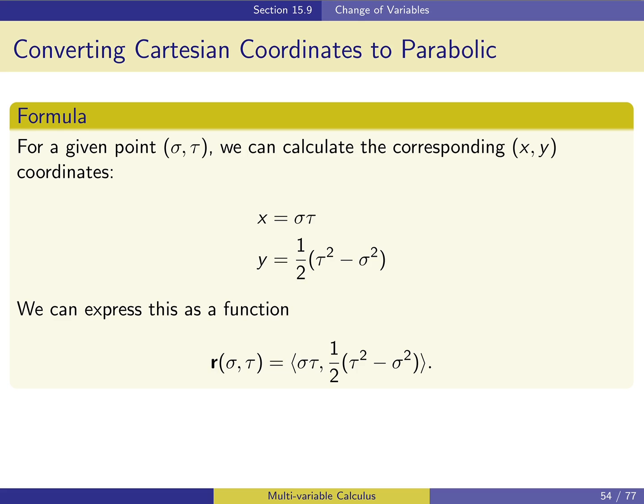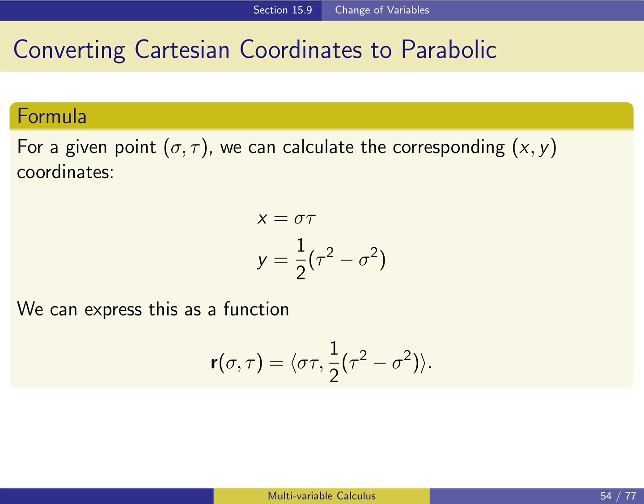And here are those formulas. The x-coordinate of the point (sigma, tau) is just sigma times tau. The y-coordinate of the point (sigma, tau) is 1/2 (tau squared minus sigma squared). We can actually express this if we want as a function. I've used the letter r here, and so r takes the point (sigma, tau), and it outputs the point (sigma tau, 1/2 (tau squared minus sigma squared)). I've just put the x and y coordinates together there. You'll notice, though, that I've actually written this as a vector, for reasons that we'll go into later.